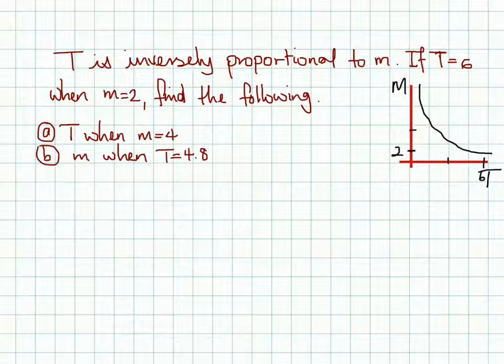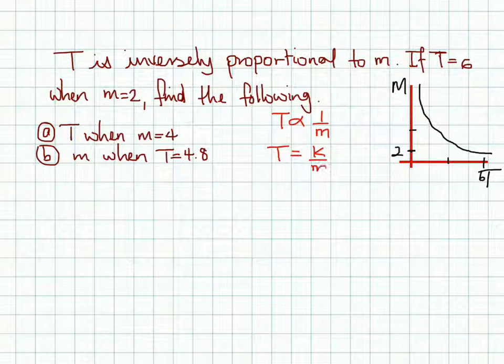So here we go. Let me just choose a nice bright color. They've told us that T is 6 when M is 2. Well, before we do that, let's sort things out first. T is proportional but inversely to M, so 1 over M. And as I've said just now, we can just replace that with T is equal to k over M.